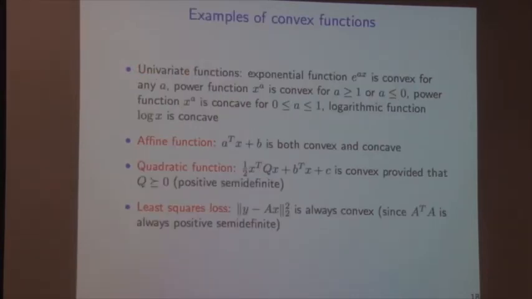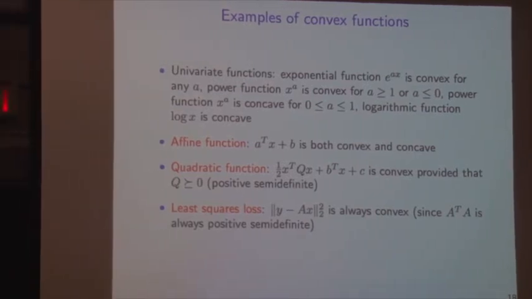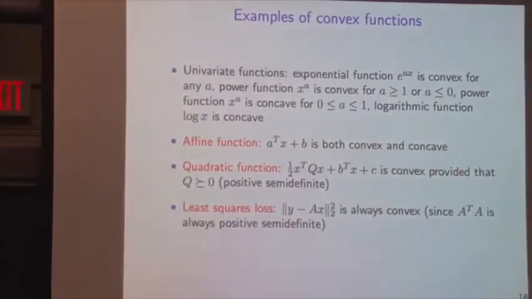What are some examples of convex functions? A bunch of univariate examples, right? We'll just draw them real quick. Exponential function is convex for any constant a in the exponent. Power function is convex, so I'm not a great artist, but I know it goes up slower than the exponential function.